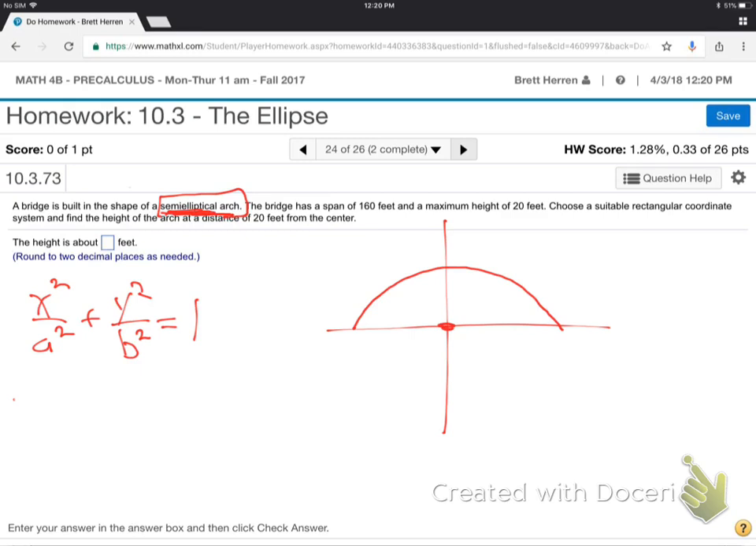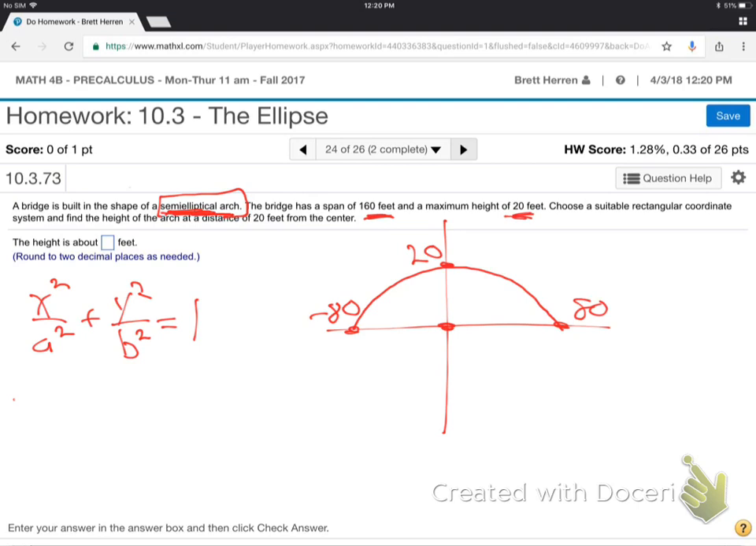Now, what do they tell me about the bridge? It spans 160 feet. Max height is 20. So this is up at 20. The span's 160. So how far right and left? 80 here. Back 80 there. Does that make sense? Span 160. Height 20. Good so far?